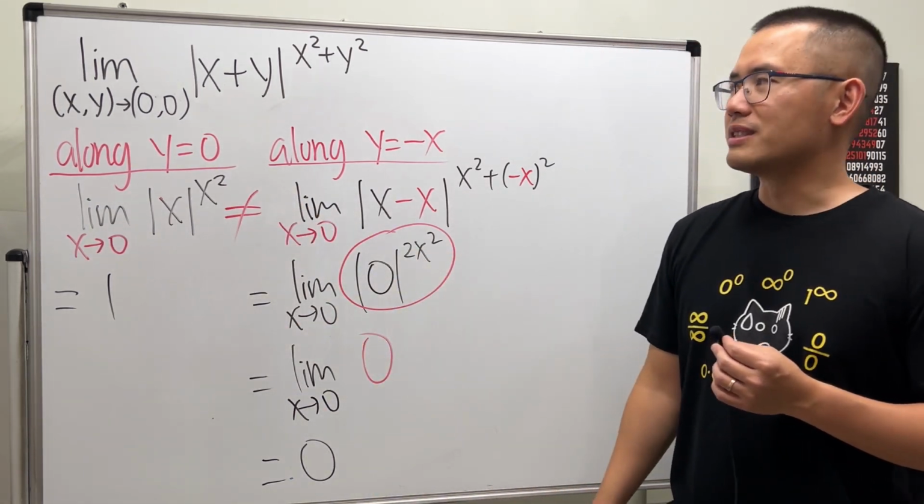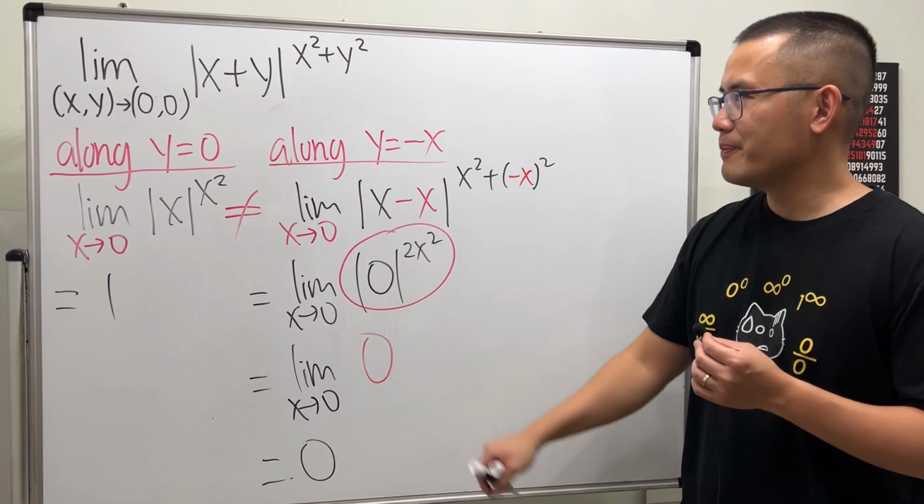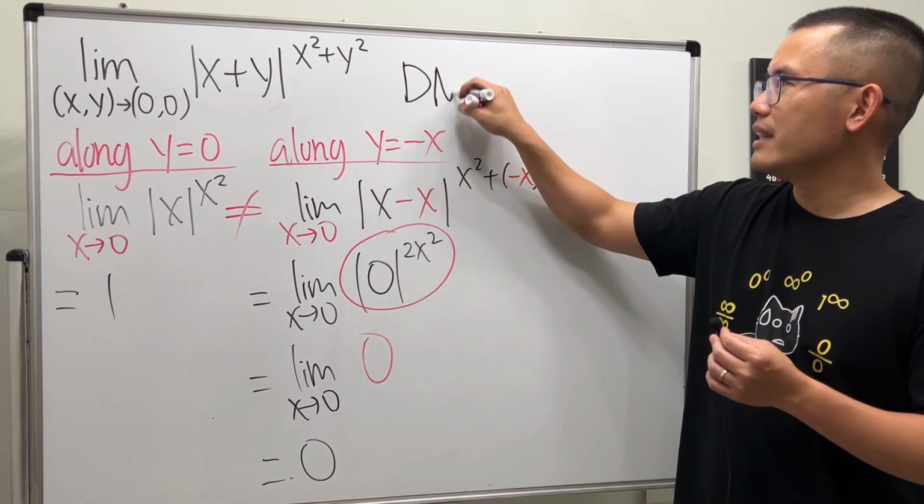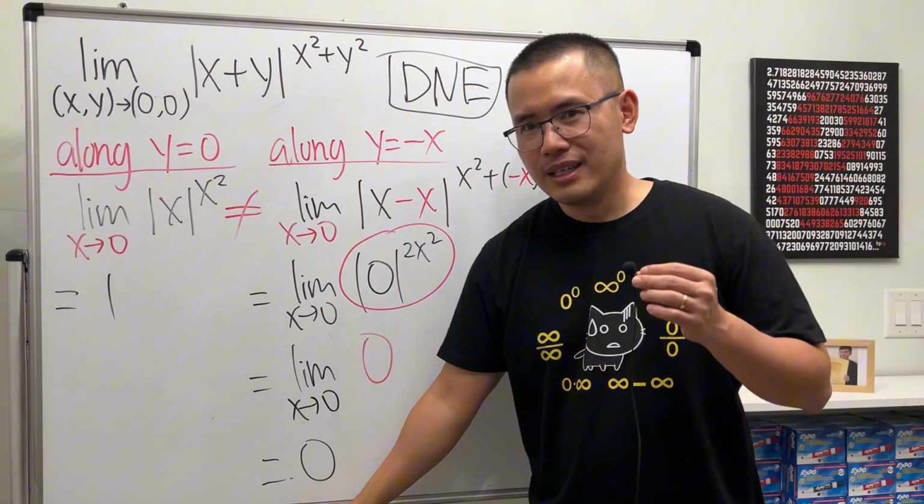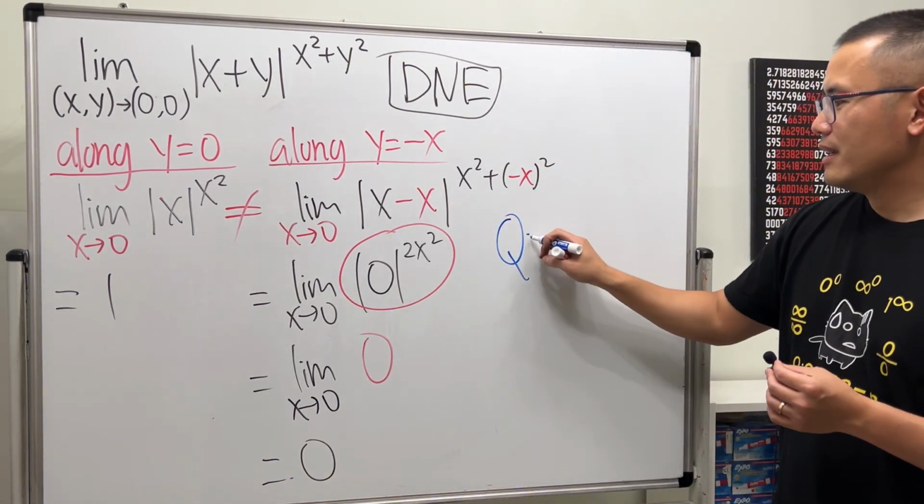These two limits don't agree. That limit does not exist. Alright. Okay. So I did that for you guys.